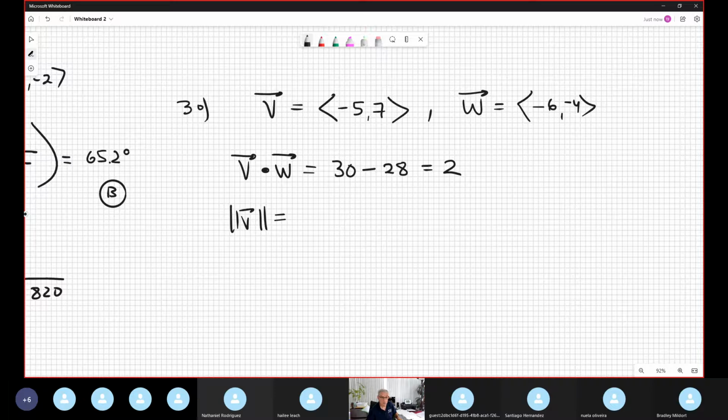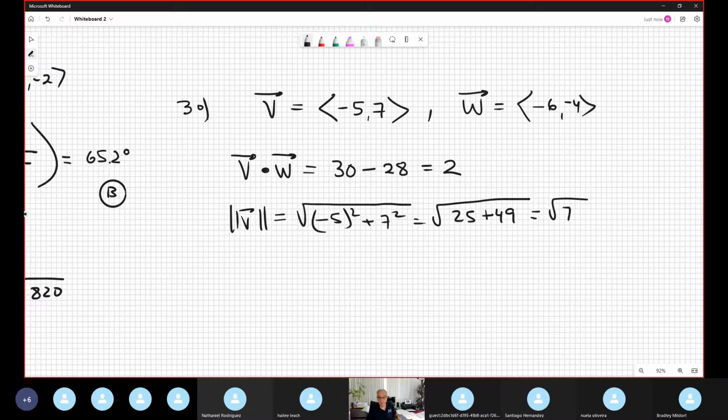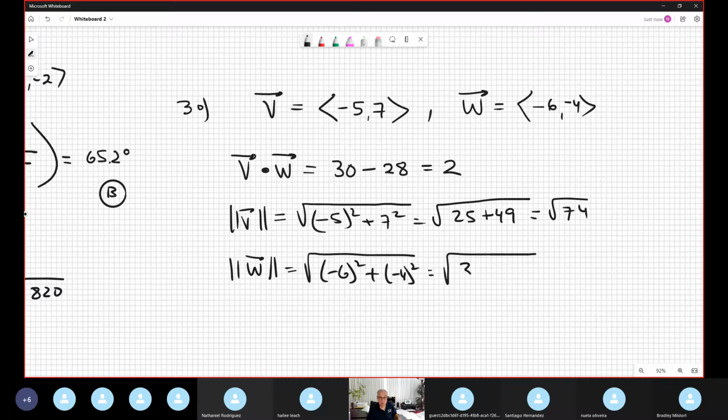The magnitude of B is the square root of -5 squared. Be careful with the sign. The sign is always inside the square, therefore the answer is positive. And 7 squared is 49, so the square root of 25 plus 49 is 74. Leave it at that. And the magnitude of W: both are negative, I don't care. -6 squared plus -4 squared. -6 squared is 36, plus 16 is 52.